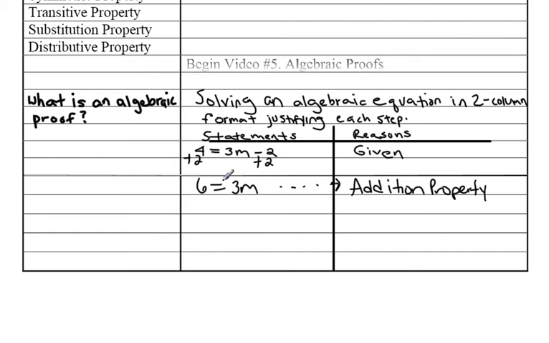Okay. The next step is we divide both sides of our equation by 3. 6 divided by 3 is 2, and that equals 3 divided by 3, which is m. And the reason we were allowed to do that goes to the right, and that's the division property. We divided on both sides of our equation.